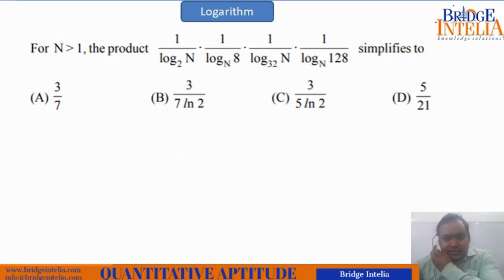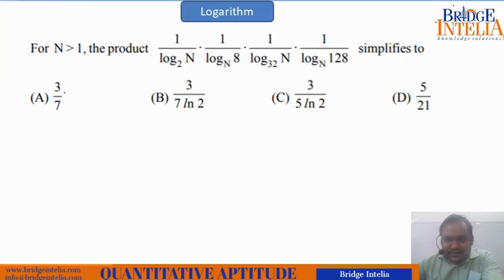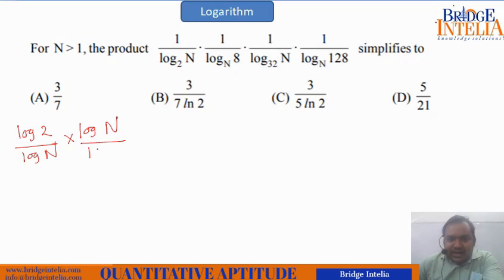So again, a very similar question. Let's see how we can solve this. The given expression can be rewritten in the form of a fraction. That means log a to the base b has to be expressed in the form of log a by log b. So let's do that. The given expression can be rewritten as log 2 by log n. We are taking it term by term. Similarly, this term can be written as log n divided by log 8. So 8 can be written as 2 cube.